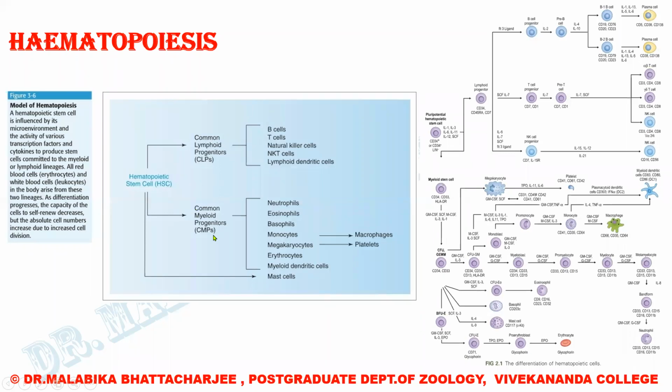If you look into the common myeloid precursor, we have the neutrophils, eosinophils, basophils, monocytes, megakaryocytes, erythrocytes, myeloid dendritic cells, and mast cells.